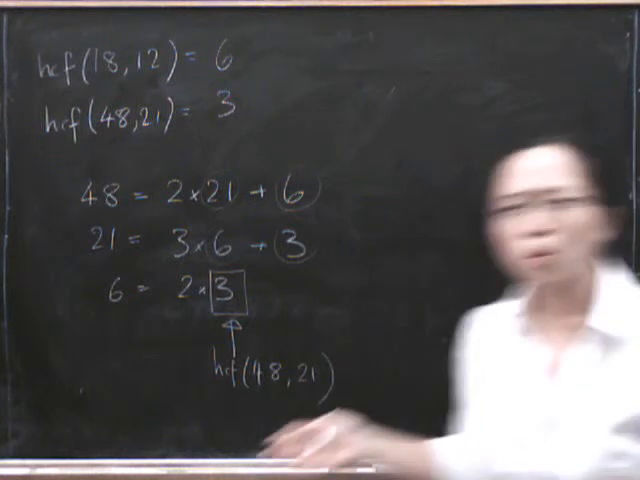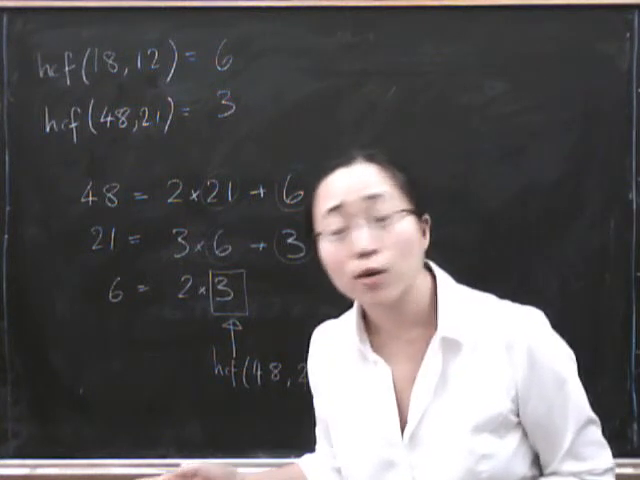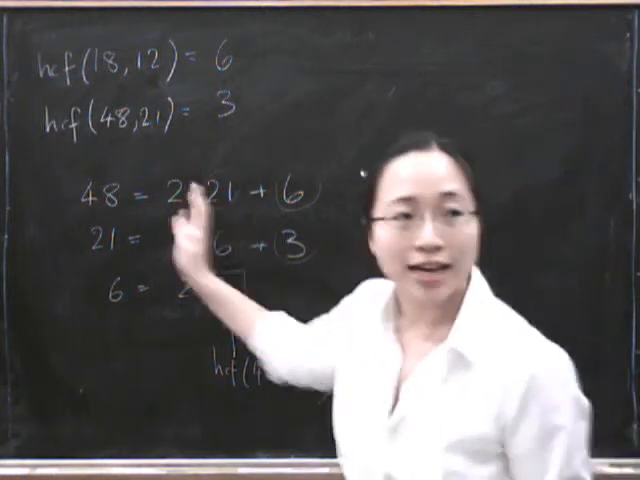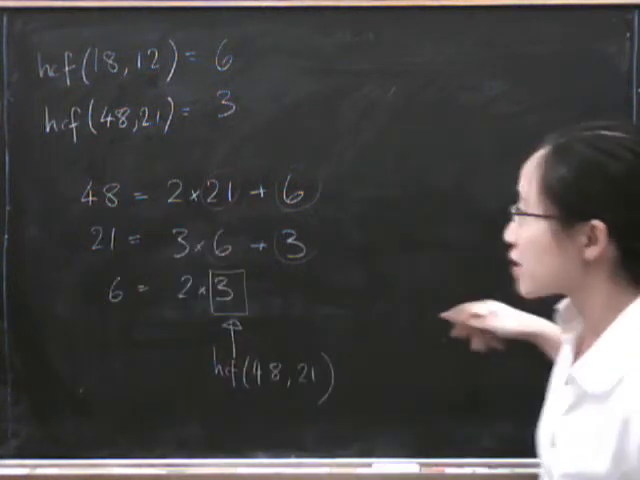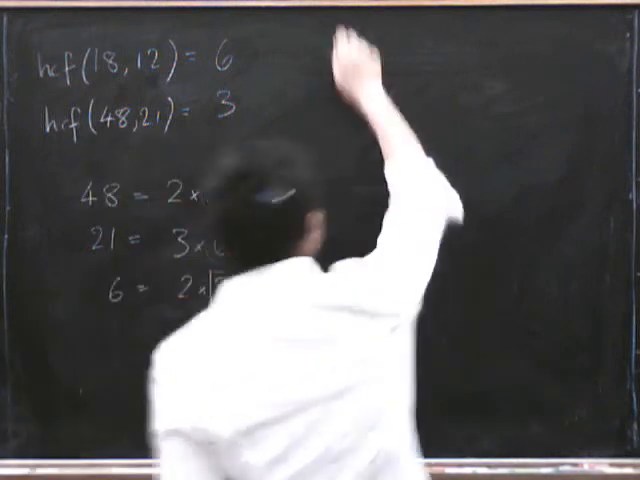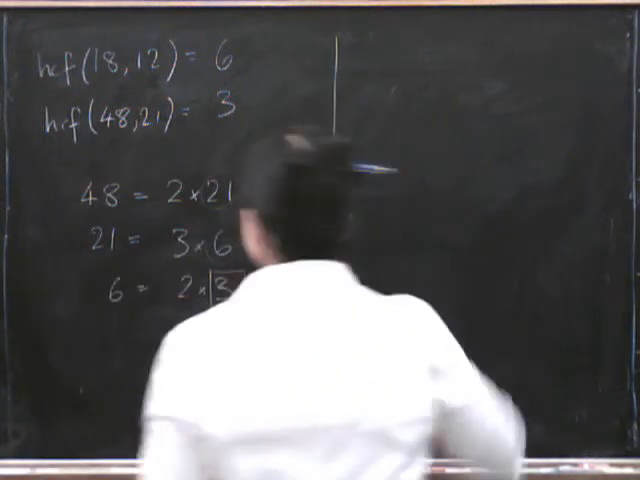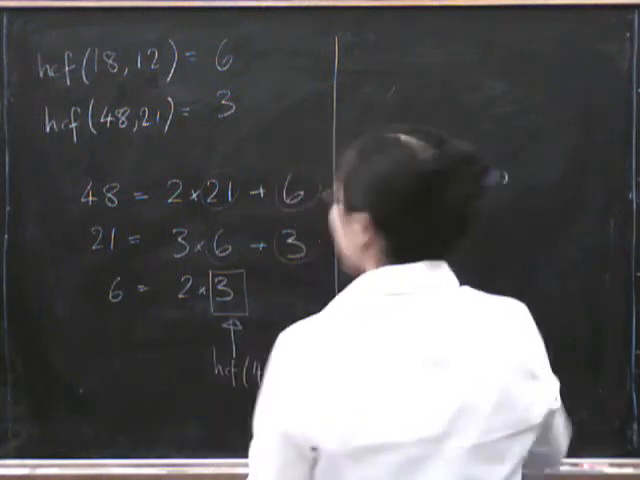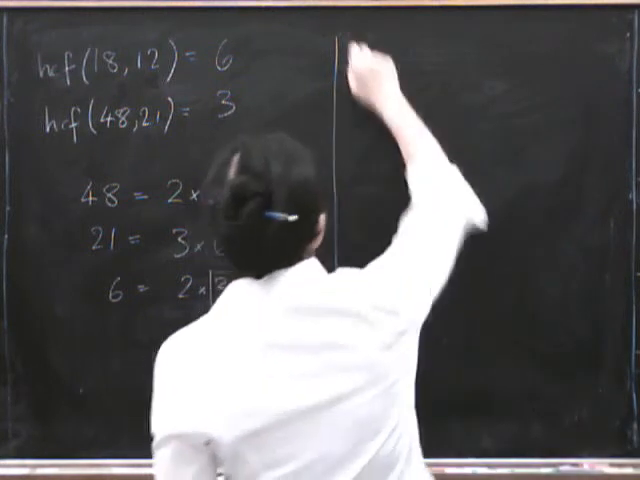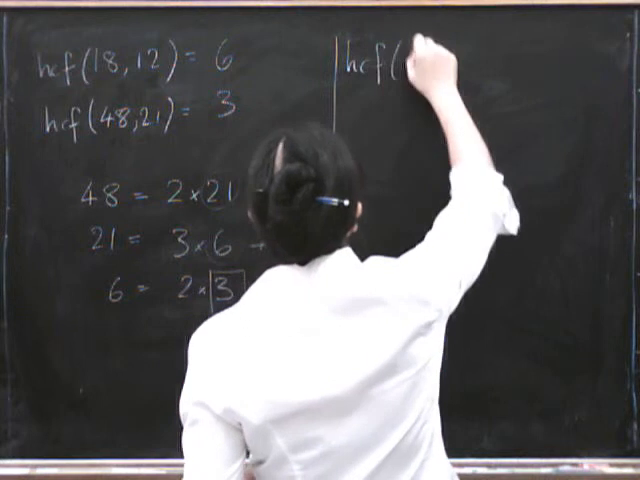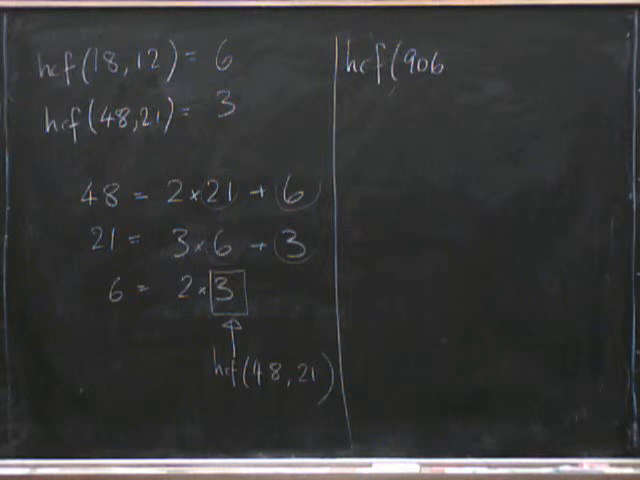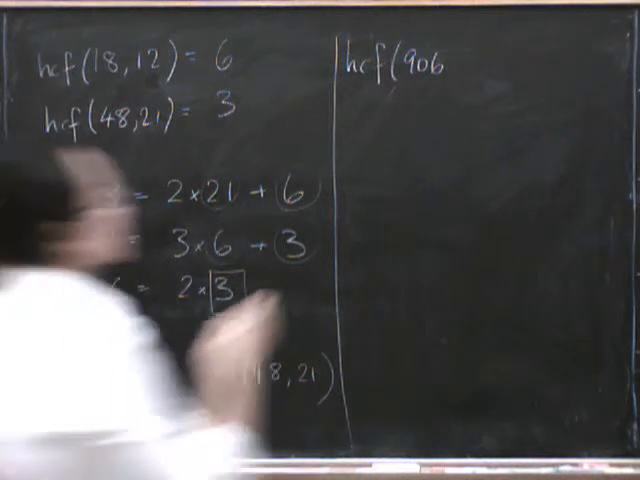Wow! Why did that work? And will it always work? Let's try it again. Now I wish I'd written that a little bit further over that way so that I could fit another one in here. But let's try and fit another one in here anyway. Let's try and work out the highest common factor of 906 and 210.